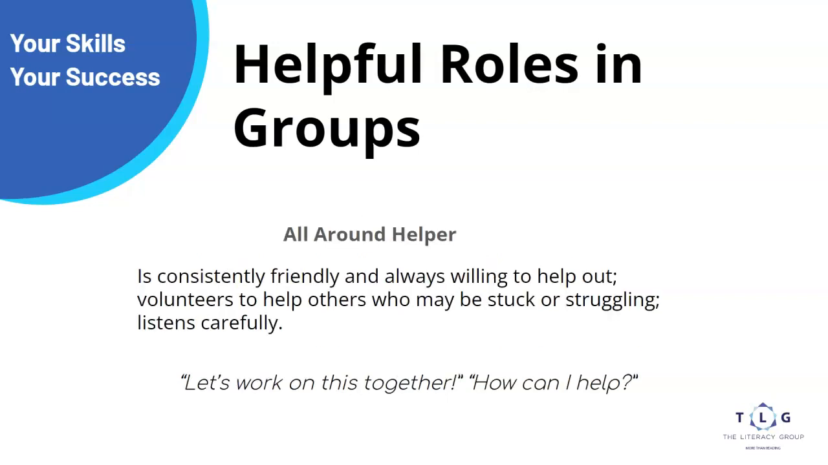Okay? Another really important one is the all-around helper. This is someone who may fill a lot of the roles on your team, and a team can be anywhere from 2 to 5 to 20 to 50 people, right? An all-around helper is someone who's often very good at a lot of these things. The all-around helper is consistently friendly and always willing to help out. They volunteer to help others who may be stuck or struggling, and they listen carefully. Another word for an all-around helper is a floater, okay? And they are someone who really can help.